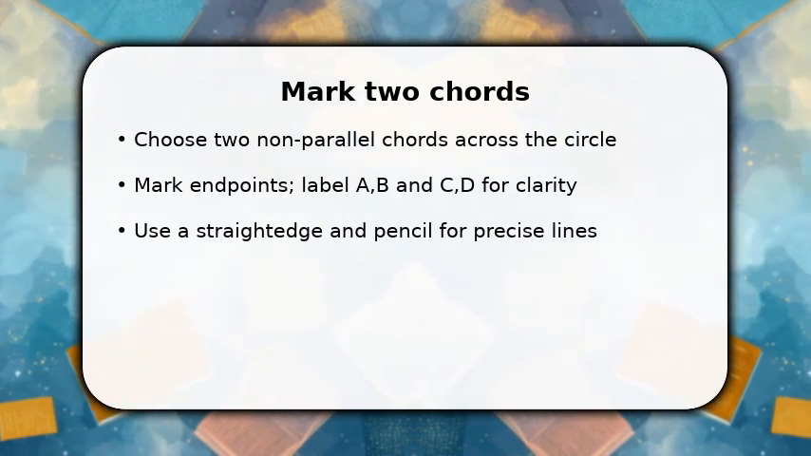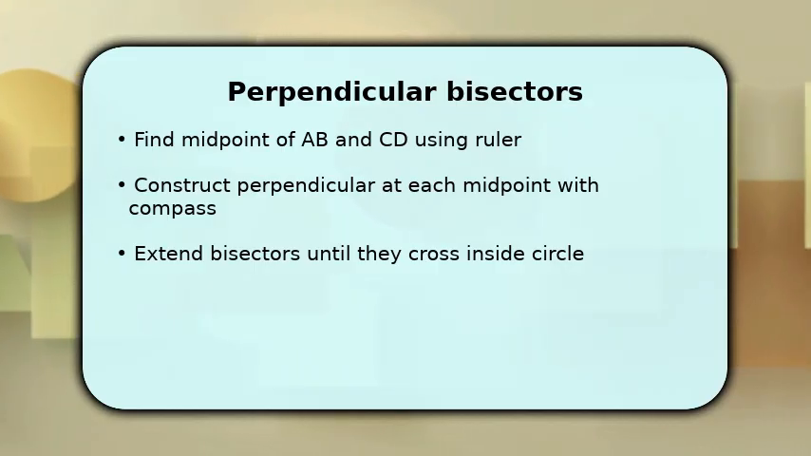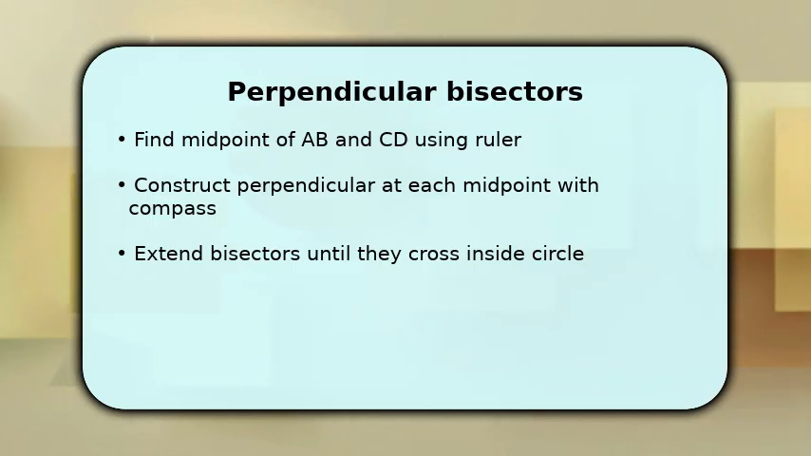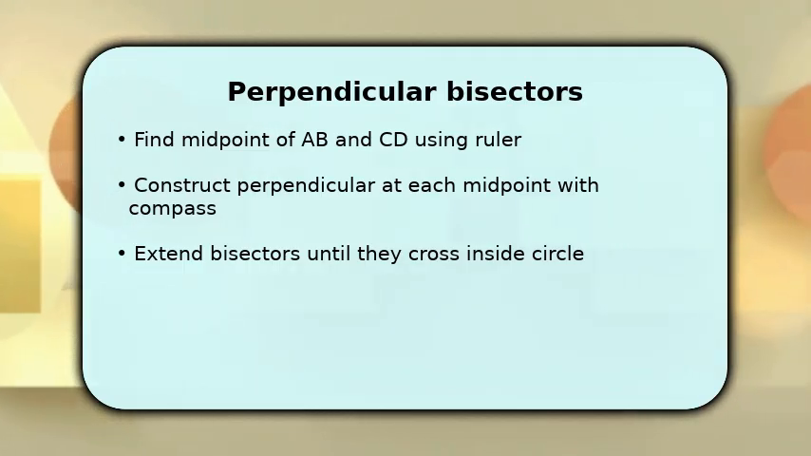Now you locate the midpoint of the first chord by measuring AB and marking its half. Repeat for CD. Set your compass to slightly more than half the chord length and draw arcs from each endpoint to construct a perpendicular line through the midpoint, then draw the perpendicular bisector with the straight edge. Once done, do the same for the second chord. Make sure each bisector is long enough to cross the circle so their intersection point will be clear and stable.